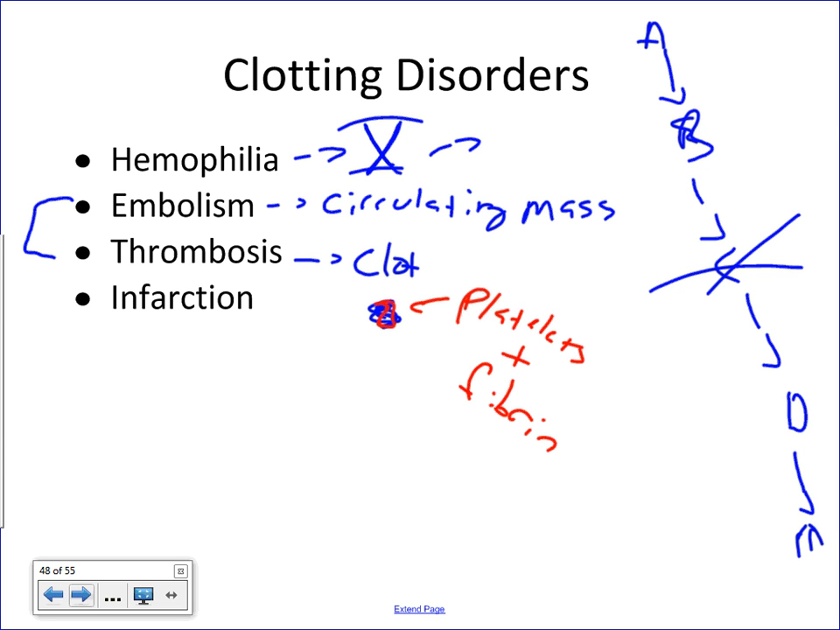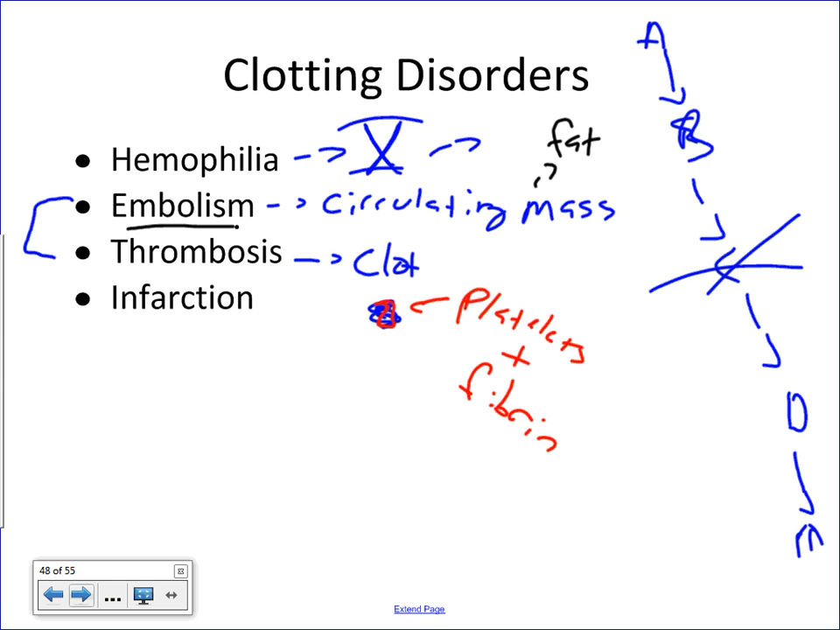Platelets plus fibrin. Okay. An embolism or an embolus is a circulating mass. So basically a chunk of something that's not a clot that's floating around. Probably one of the more common types of embolus you're going to encounter in the field is going to be fat. Okay, a fatty embolus.